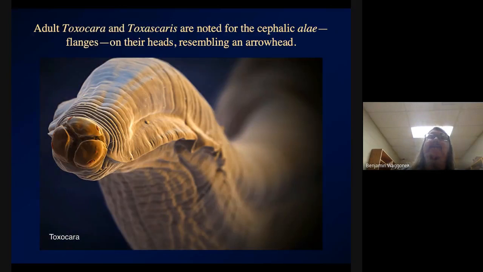Right. And that's an electron micrograph of the same thing. You can see those three lips. Remember that having three of everything is typical for nematodes. And those flanges on the head, they're called cephalic alae. Alae happens to be Latin for wings. I mean, these, of course, don't fly, but they reminded somebody of wings who was probably on drugs. Right.